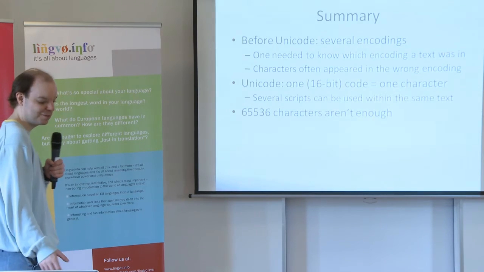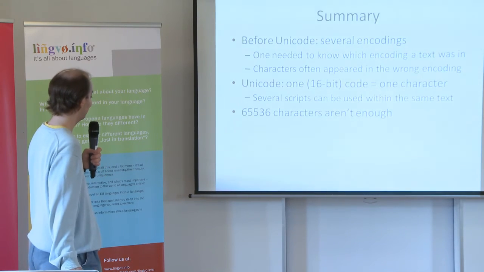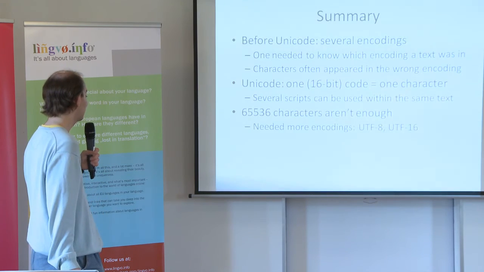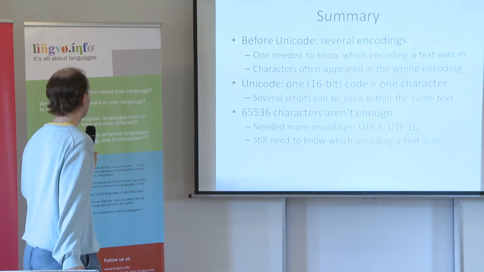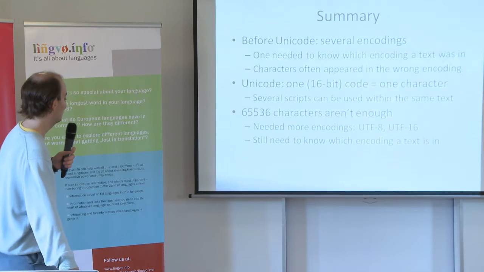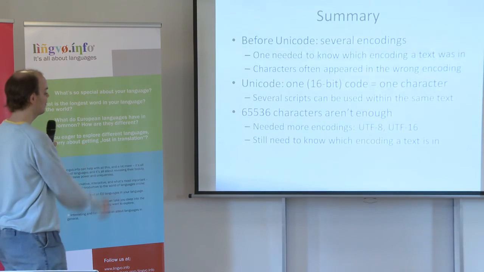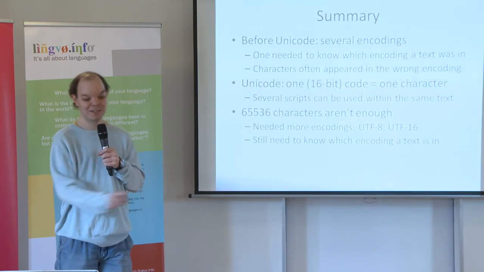We discovered after 5 years of using Unicode that 65,536 characters aren't enough to encode all the languages in the world, so we needed more encodings. UTF-8 and UTF-16 were invented. So this means that we still need to know which encoding a text is in. But this disadvantage is not as bad as it was with Latin 1, Latin 2, etc.